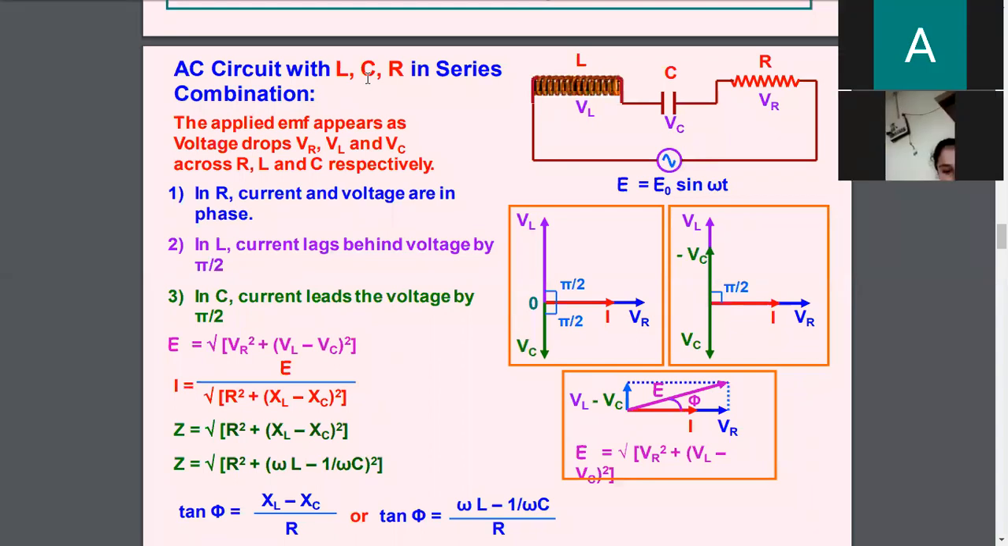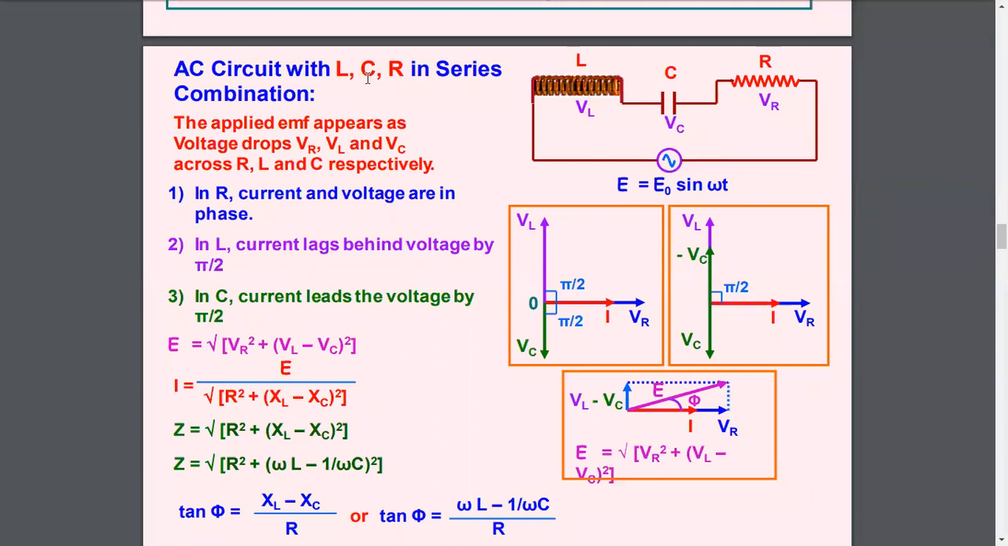And I also tried to make you understand that in a resistive circuit, the phase difference between alternating EMF and alternating current is zero. This implies that current and voltage remain in the same phase across the resistive circuit.